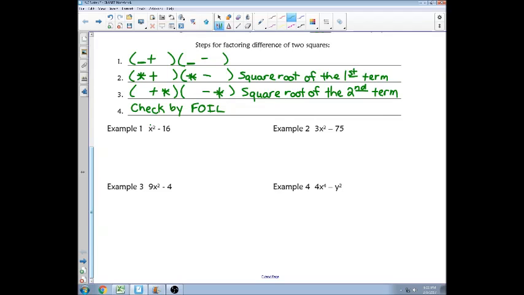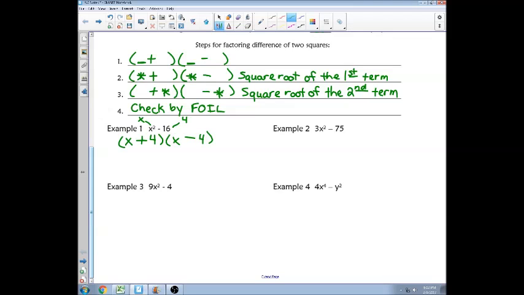So what I'm going to do is make a little factor tree up here. But instead of making a full factor tree, I'm going to say what the square root of x squared is, which in this case is x. Then for 16, what is the square root of 16? It will be 4. So now that I know what the square root of my two terms are, I can go ahead and make my two sets of parentheses, put a positive sign in one, a negative sign in the other. In the first blank, I'm going to put x and x because I use the square root of my first term. In my second blank, I'm going to put 4 and 4 because I use the square root of my second term.